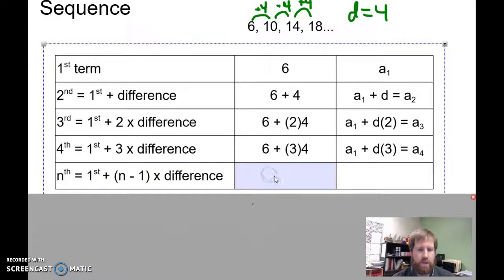So that, for my numbers, is going to be 6 plus my, well, I don't know what n is going to be, but I can just choose one. Let's say it's 20. 20 minus 1 times my difference of 4. 20 minus 1 is going to be 19. 19 times 4 should be 76. 76 plus 6 would mean that this should be 82. So my 20th term should be 82. All right, and we can check that out later.